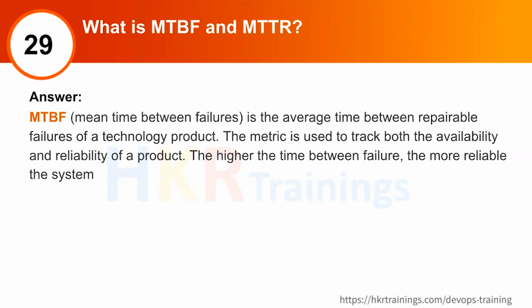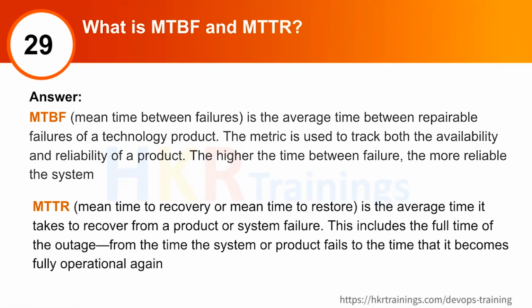So MTBF is mean time between failures. It is the average time between repairable failures of a technology product. The metric is used to track both the availability and reliability of the product. The higher the time between failures, the more reliable the system. So if there is a huge time between two failures, that means the availability of our application is higher, and it is not failing frequently.